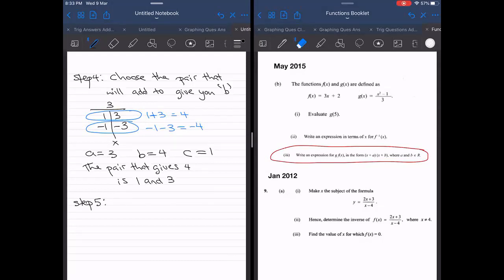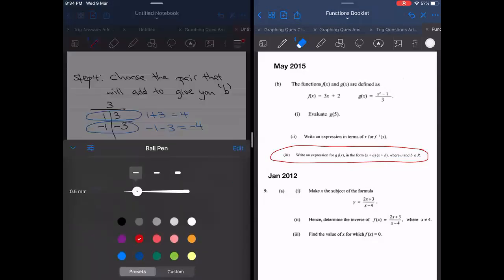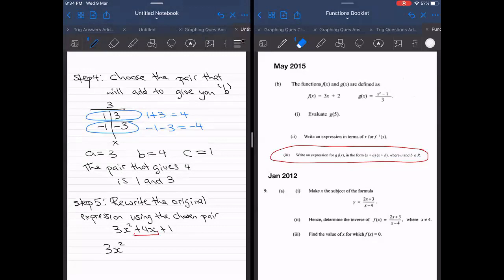Step 5, we are going to rewrite the original expression using the chosen pair. So we had 3x squared plus 4x plus 1. So I'm going to rewrite. So what we do is we change out the middle part. So instead of saying 4x, you say 1x plus 3x.